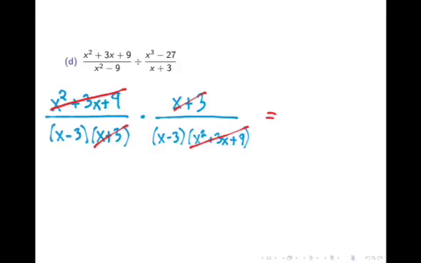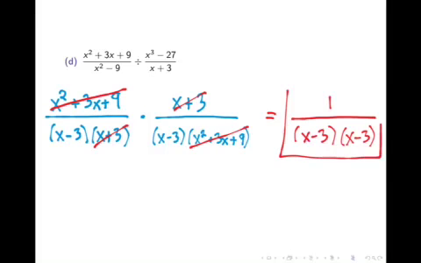So here we have a special case where everything in the top cancels, and so what we're left with in the top is a 1. Remember, we've seen this before, that when we cancel something from the top and bottom of a fraction, we have 1, not 0. So that's going to give us 1 in the top, and in the bottom we have x minus 3, or you might write that as x minus 3 squared. And that's our last example.